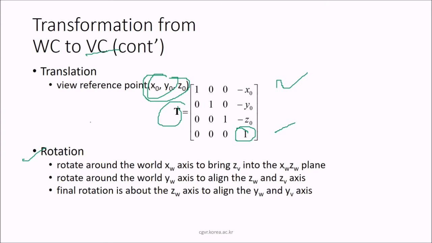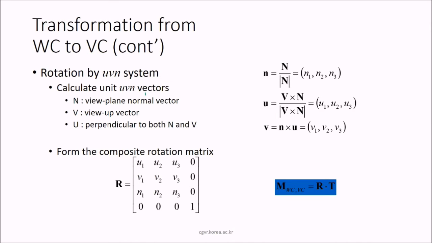Translation is done by this. What about the rotation? We rotate around the world XW axis to bring ZW to ZV, and likewise we rotate YW along the YV axis, and the final rotation is about the ZW axis to align it to YW and YV. So this is the rotation by the UVN system. What is this UVN? We calculate unit UVN vectors, that is U is perpendicular to both N and V. What is N? This is the view plane normal vector, and V is the view up vector.